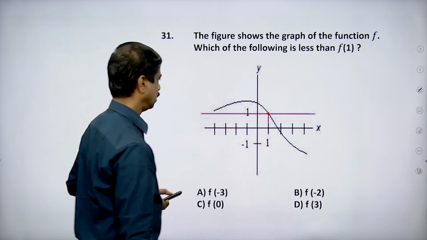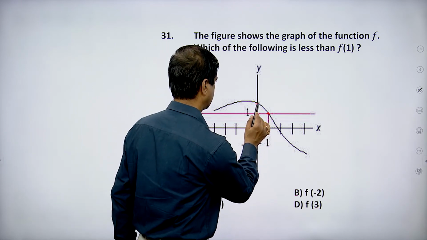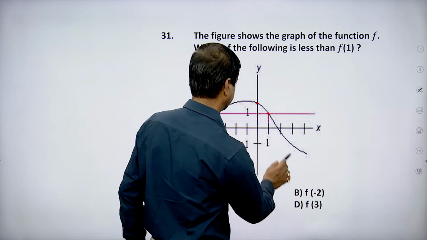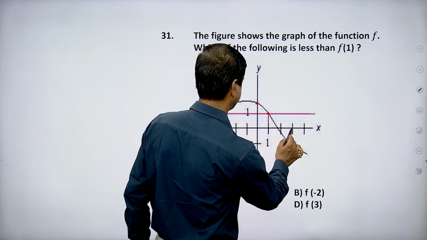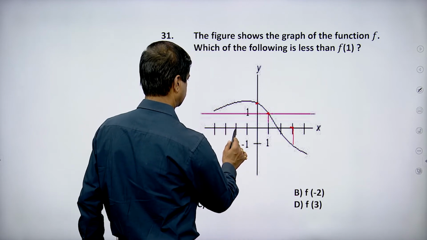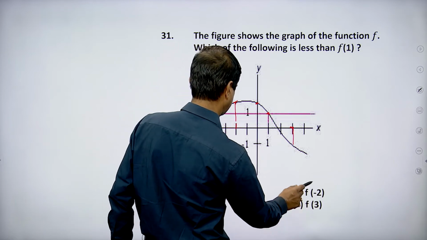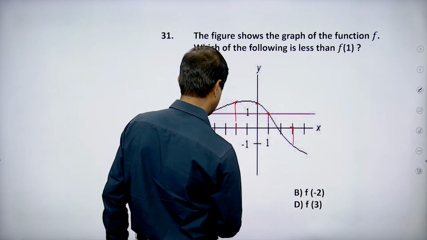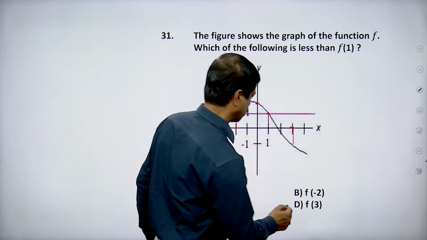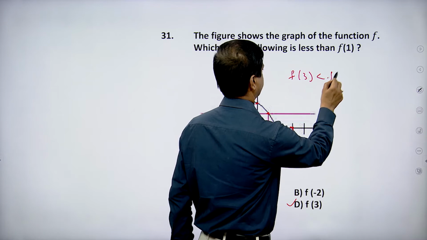Okay. So, he has given f of 0. F of 0 is greater than f of 1. So, f of 3, 1, 2, 3, f of 3 is lesser than f of 1. F of minus 2, this one, greater than f of 1. F of 3 is over, anyway we have identified f of minus 3. So, here this is also greater than f of 1. So, only option that is left over where f of 3 is lesser than f of 1.